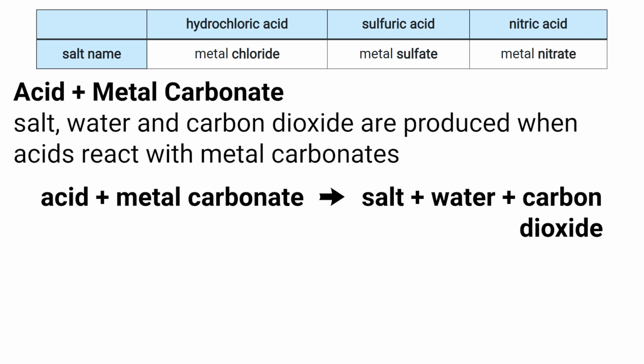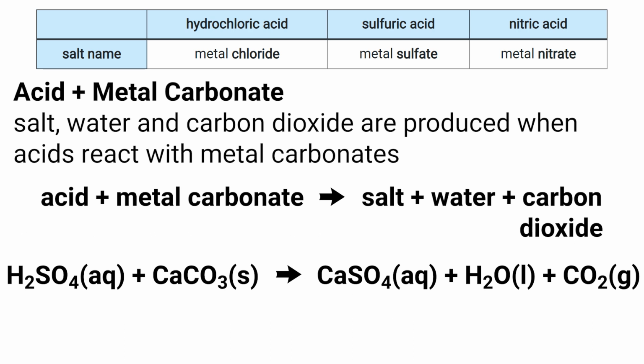When an acid reacts with a metal carbonate, it will also make salt plus water, but this time it also makes carbon dioxide. An example reaction may be sulfuric acid plus calcium carbonate makes calcium sulfate plus water plus carbon dioxide.